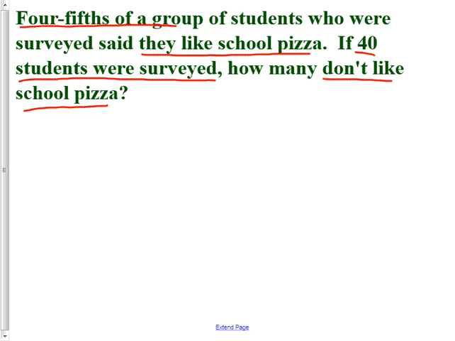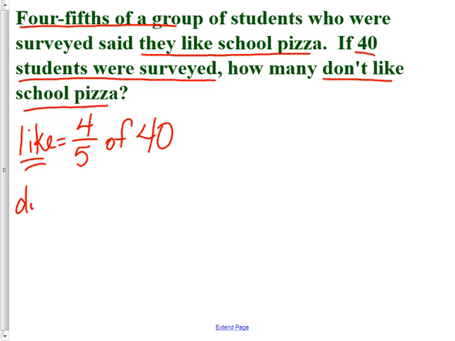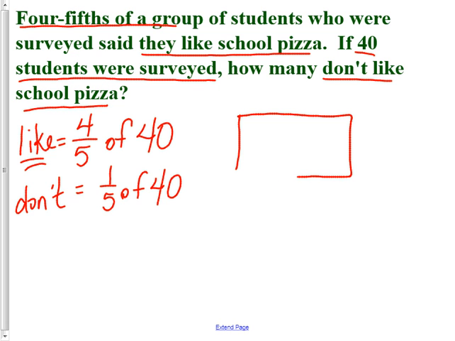We can do this one of 2 ways. We can find 4/5 of 40, which will be the students who like pizza, and then subtract that from 40. Or we can find that if 4/5 do like it, then 1/5 of 40 of the students don't like it. This model is the one I like the best because it's the quickest, so I'm just going to show you that one for this problem.